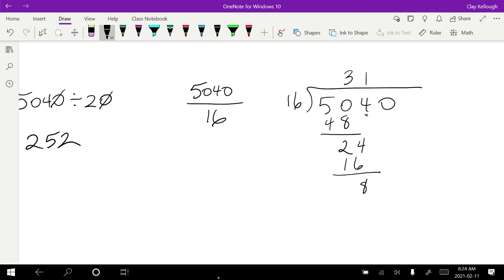Why would I bring down a 0? I mean, 0 doesn't have any value. Yeah, but it matters because it's a placeholder for the ones place. So I do need to bring it down. So there we go. Down comes the 0. And then how many 16s go into 80? 5. No remainder. My answer is 315. Okay, so is that enough of a refresher on long division? Great, let's do it with algebra now.